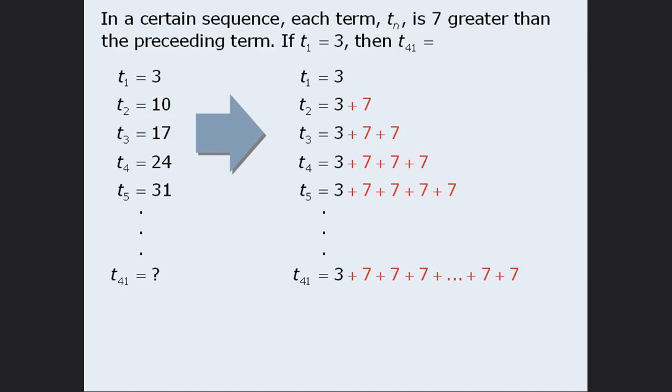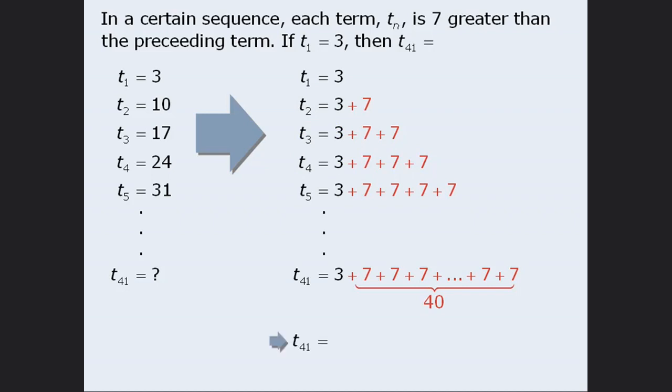So all we need to do now is determine how many 7s are added together in term 41. To do this, let's see if we can spot a pattern. First, notice that term 1 has 0 7s. Term 2 has 1 7 in its sum. Term 3 has 2 7s in its sum. And term 4 has 3 7s. Now when we continue this pattern, we can see that term 41 will have 40 7s.